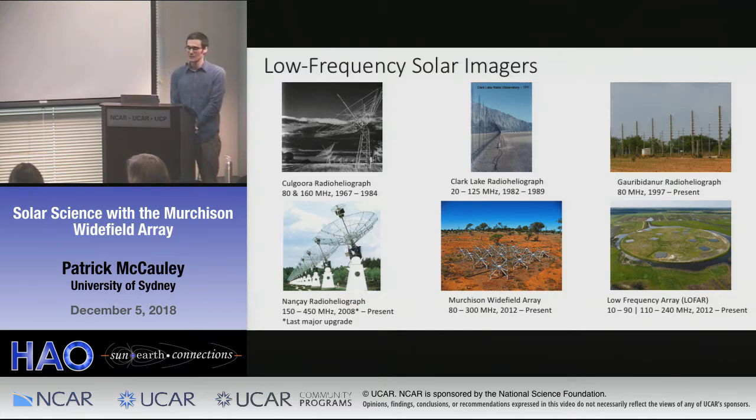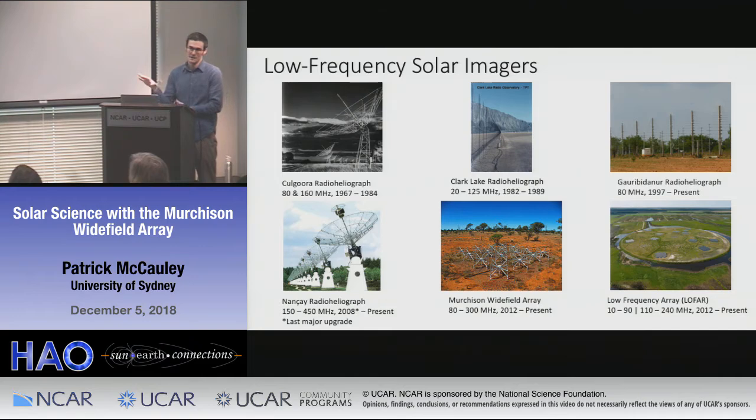And then there was the Clark Lake radioheliograph a little bit after that. The Gauribidanur radioheliograph in India is still operational and does some polarimetric observations as well, which is great. And then the Nancy radioheliograph is probably the one that most of the people in this audience have heard of. That's a dedicated solar instrument and has done a lot of work on a variety of topics. And then the MWA, between 80 and 300 megahertz, came online in 2012, and also LOFAR came online just around the same time. So LOFAR and MWA are sort of the next generation of low-frequency telescopes.